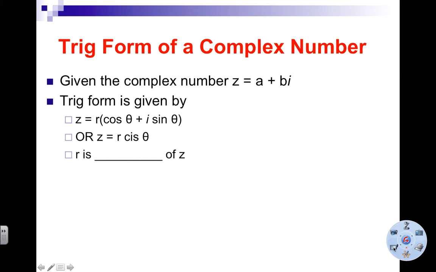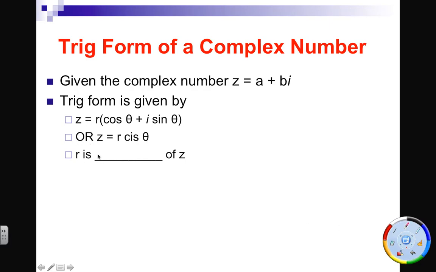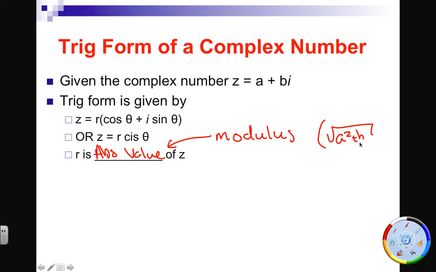So r is, as I just mentioned, the absolute value, or in actual math terms, this is called the modulus. We call the modulus of z the length or the distance from zero. So it's the absolute value of z. And you find modulus, or absolute value, by doing the square root of a squared plus b squared, because it's distance. That's my r. So r is equal to the square root of a squared plus b squared.